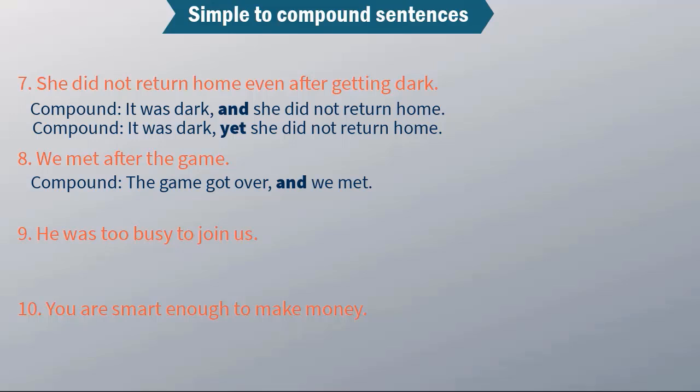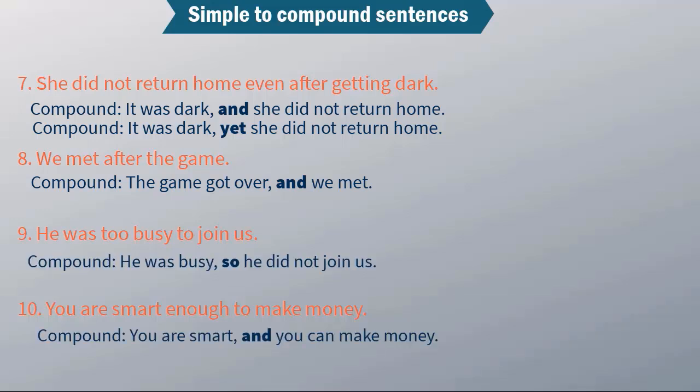Now, guys, if your sentence has the following structure: subject plus a helping verb followed by too plus adjective, too plus adjective followed by an infinitive phrase, to plus first form of a verb, right? We can change it into this particular structure. Let me show you some examples. He was too busy to join us. He was busy, so he did not join us. He was busy, independent clause, complete sentence. He did not join us, complete sentence. So is a coordinating conjunction giving the reason.